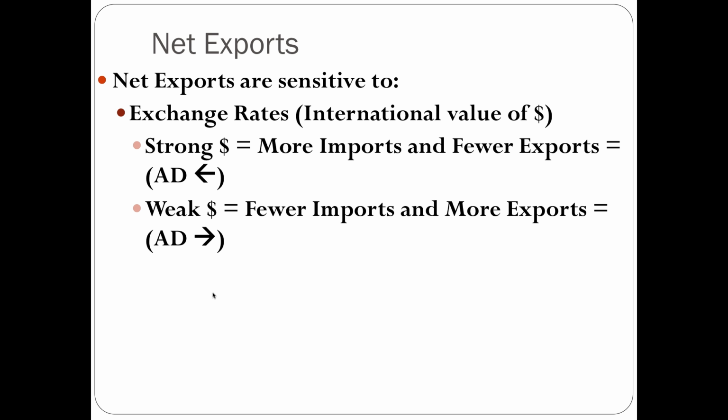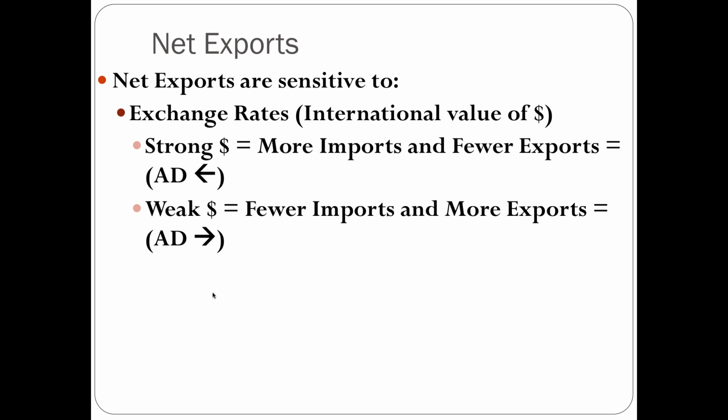So more imports, fewer exports means net exports are going to go down, which means aggregate demand is going to shift to the left. Now, weak money: if there is weak money, you're going to have more exports, because people in other countries with their currency can buy more of your goods, because your goods are cheaper since you have weak money and their money is stronger. So that means you're going to have more exports as people in other countries buy our cheaper goods.